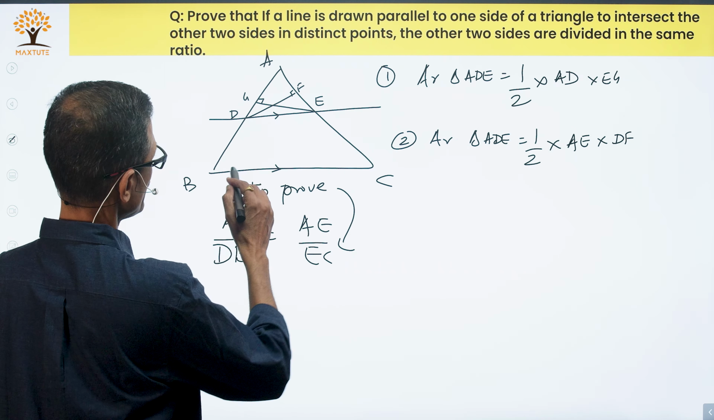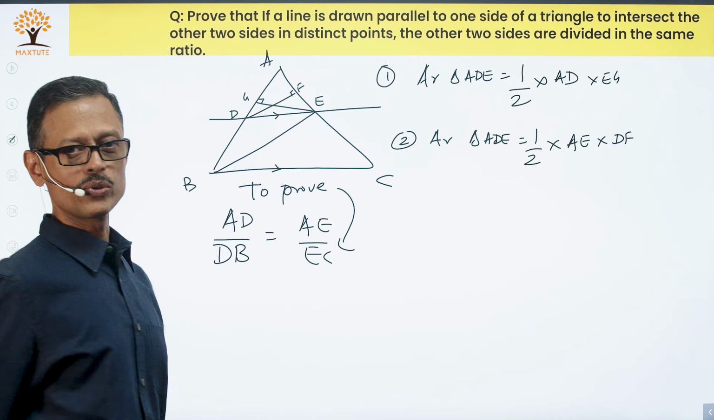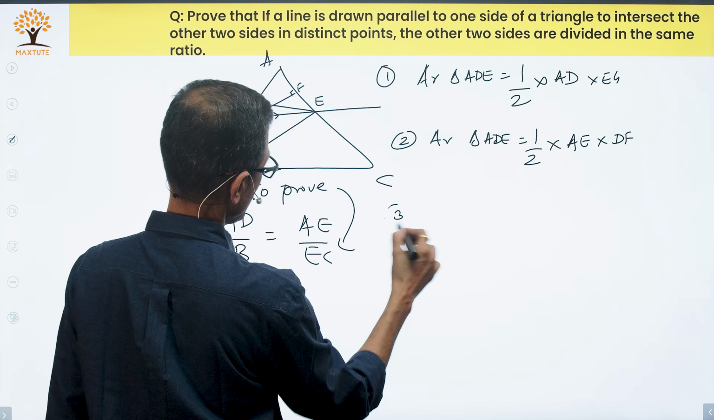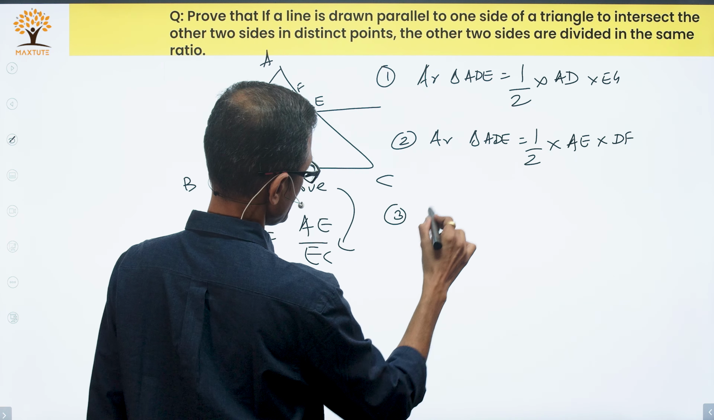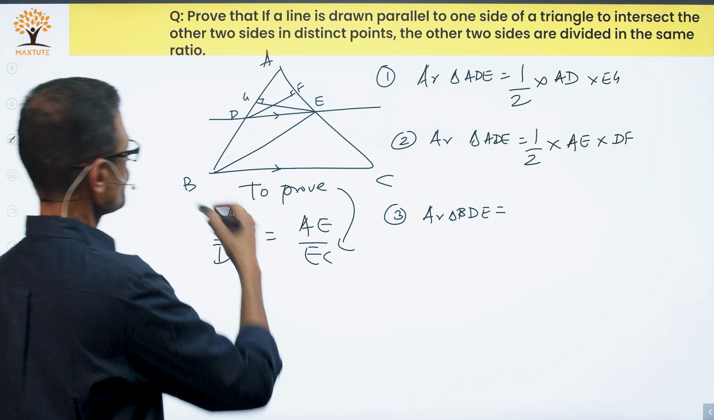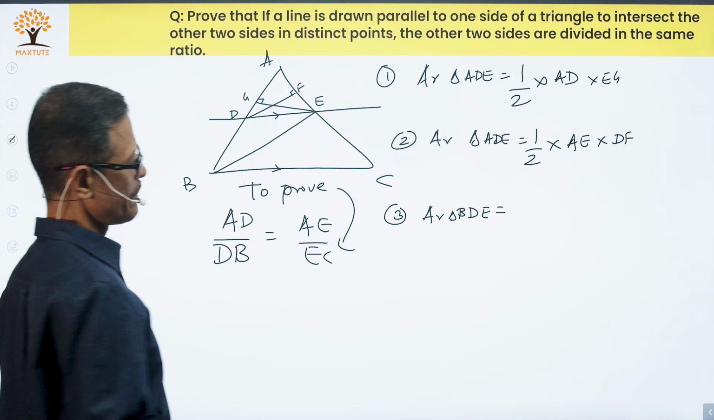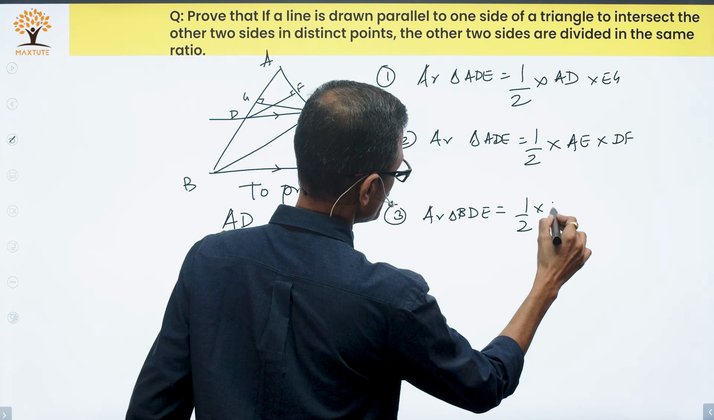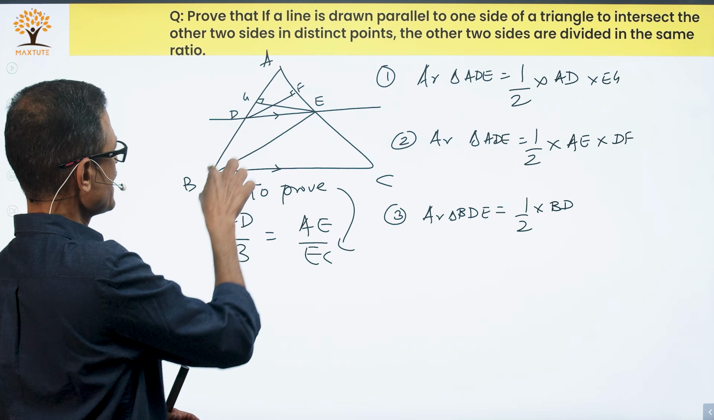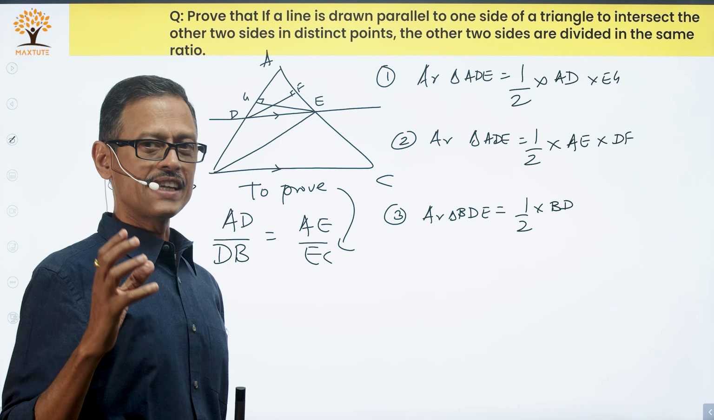I'm going to draw 2 more lines. Let me start with one line. Let me draw BE to start with. I'm going to look at area of triangle BDE right now. Area of triangle BDE. To find out the area of this triangle BDE, I can take anything as a base. I'm starting with BD as a base. Half into BD is my base. In triangle BDE, taking base as BD, we'll have to compute the altitude.